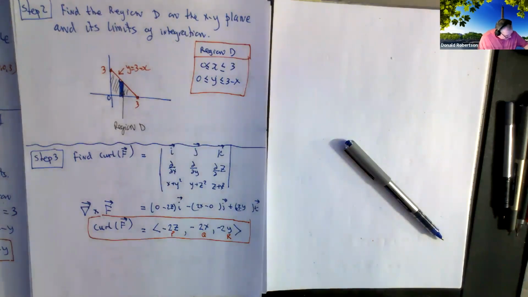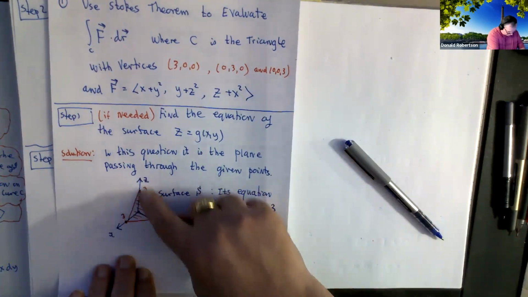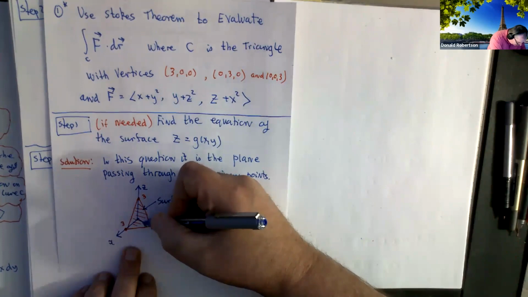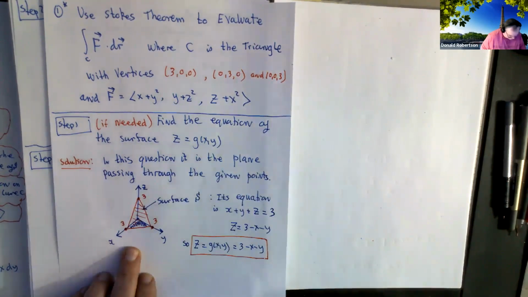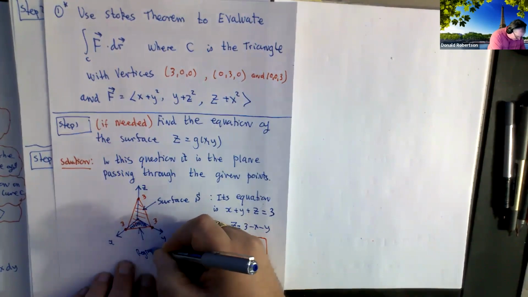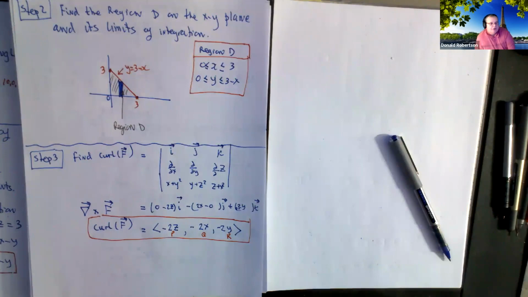Now, if you imagine this shape here, this triangle, the 3 points that they gave us, the part on the floor is this region down here. That's region D. So step 2 is to find that region D and to get the limits of integration that we generated.